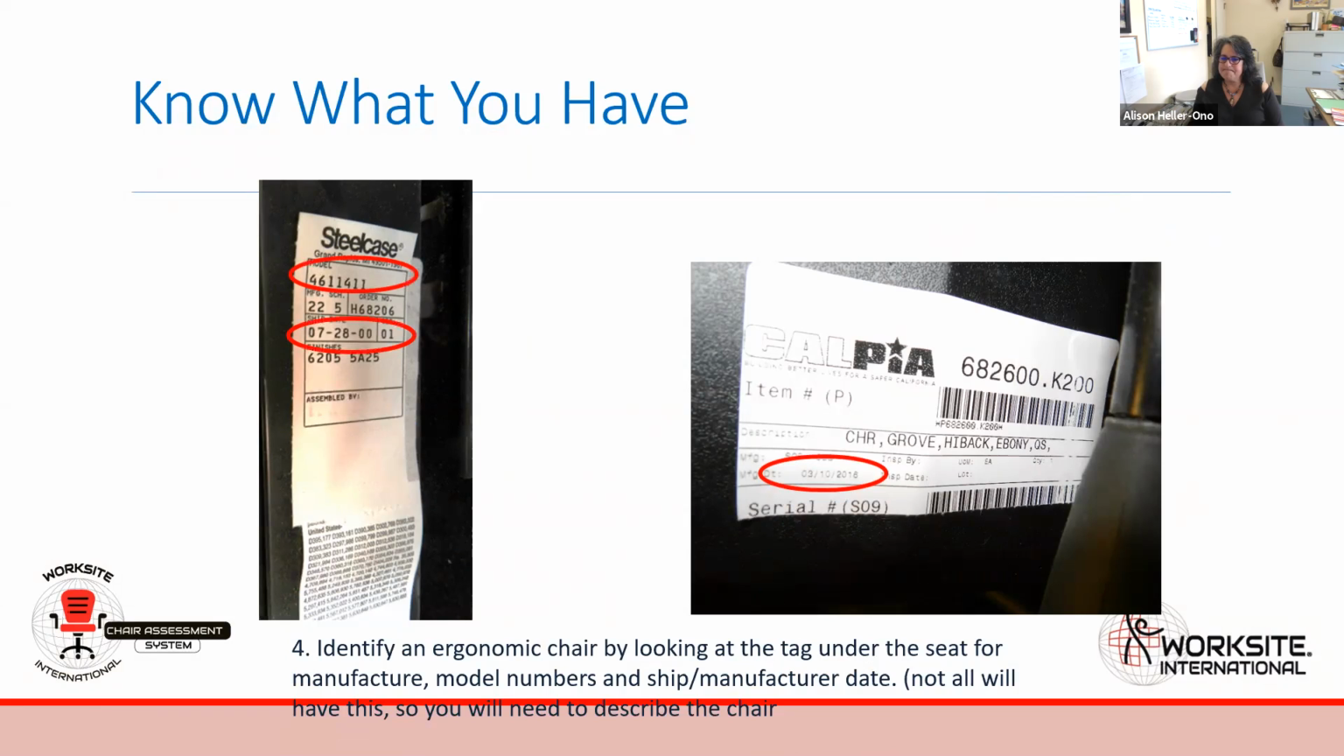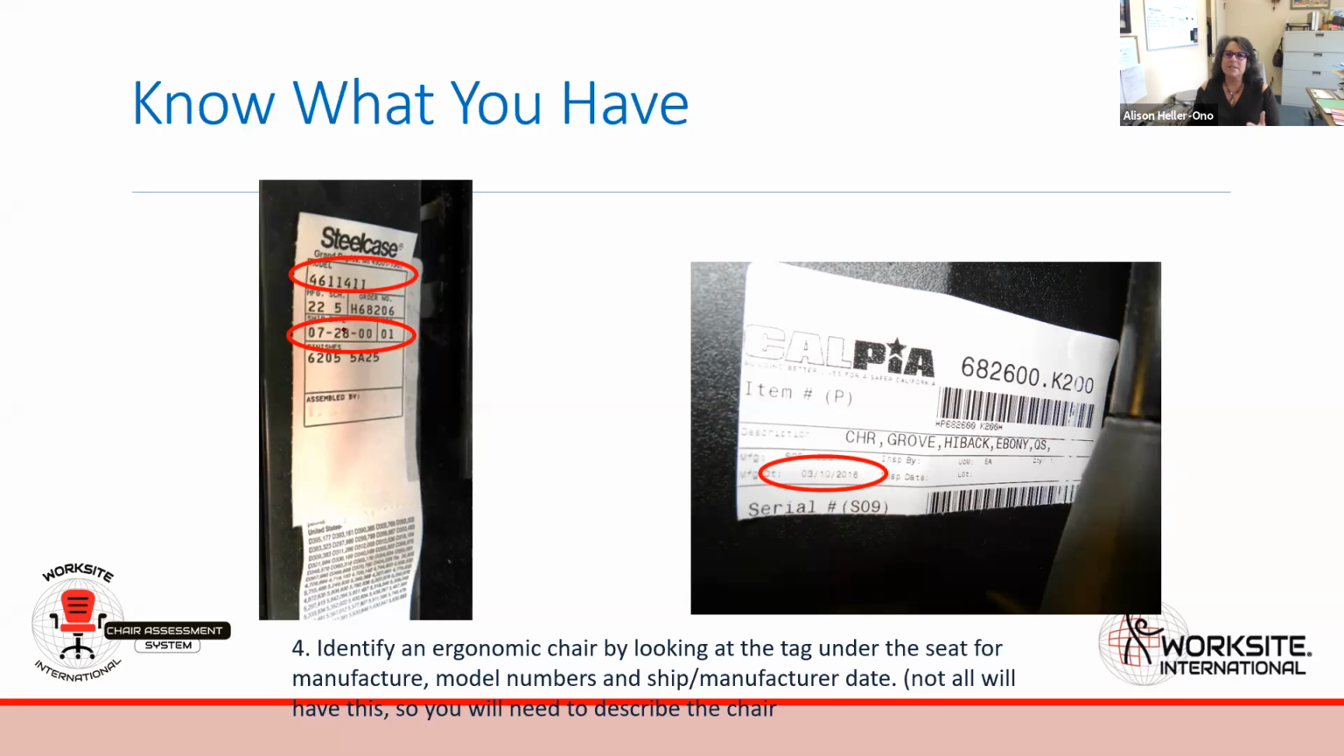And to be mindful of your own posture. So not all will have this, so you'll need to describe the chair. So for example, if you have a mesh back chair that has no label under it, you want to be comfortable calling it something consistent, that when you see that same chair in your workplace, you're always going to call it the same thing. And this is important to using the chair assessment system when we get into that.